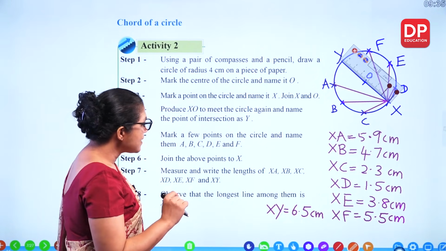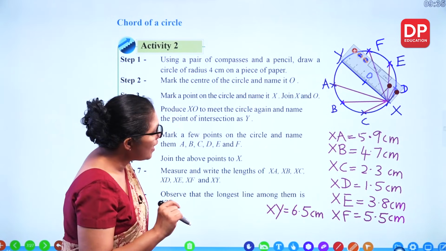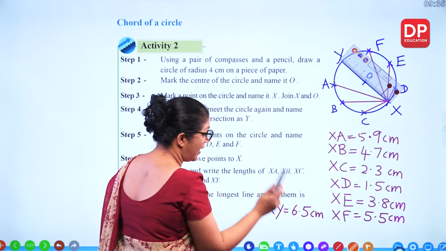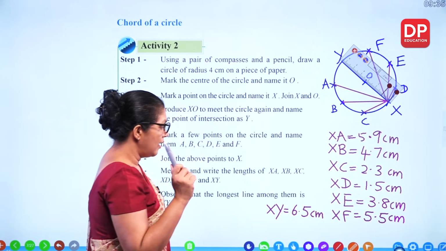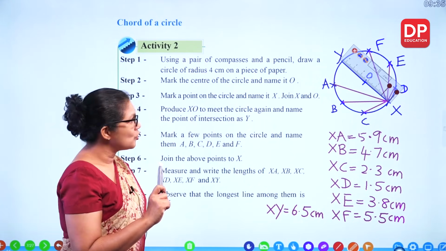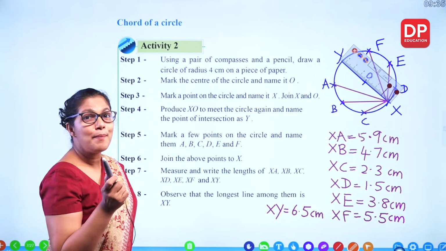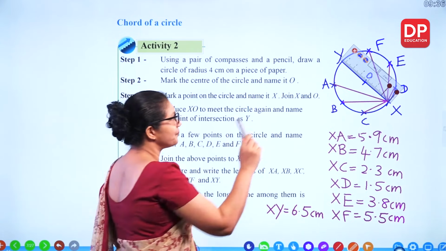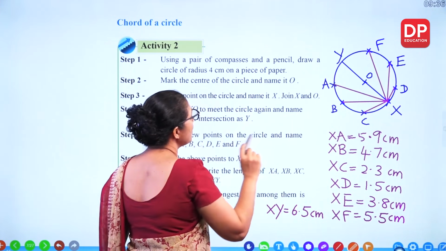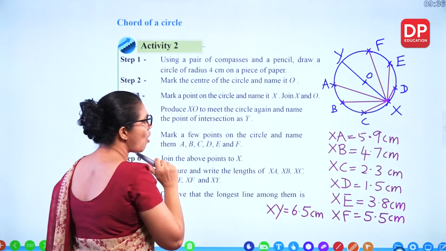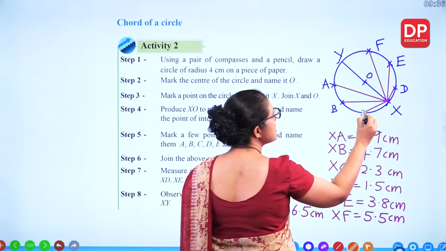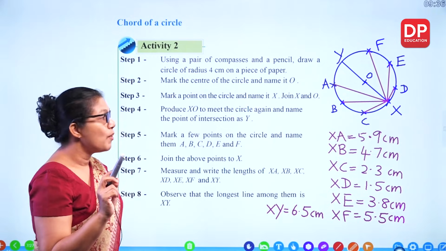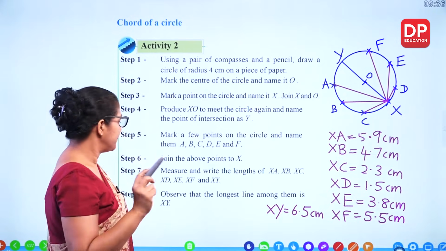Observe that the longest line among them is XY. Look at all these values: 5.9, 4.7. Here XY is the longest one. So what is XY? The diameter is the longest chord. So what are all these? These are chords of a circle. When you connect any 2 points on the circle, we call that a chord.